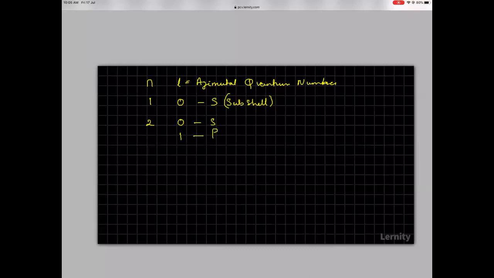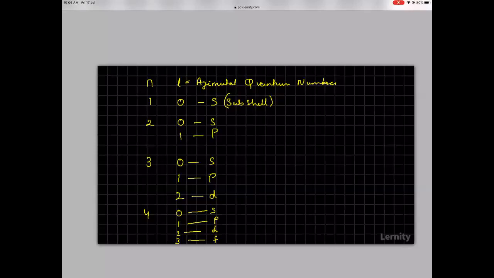Then when you have n equal to 3, the L values are 0, 1 and 2. When you have 0, it's called the S. When you have 1, it is called the P. When you have 2, it is called the D. Then if you go to the fourth shell, you will have 0, 1, 2, 3. This is called F, this is called D, this is called P, and this is called S. So this is the story of SPDF.